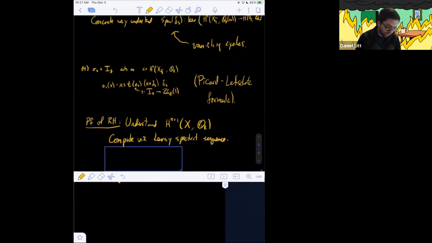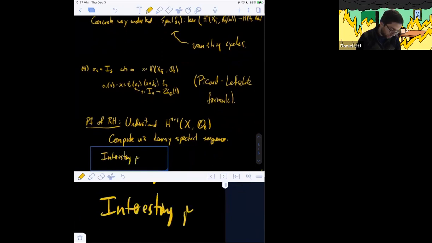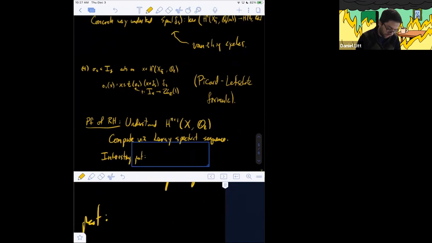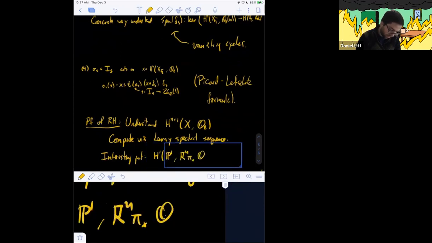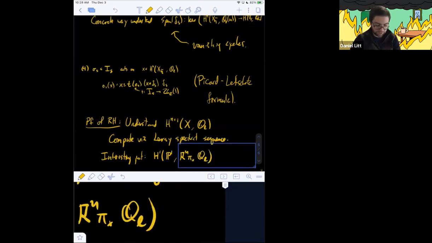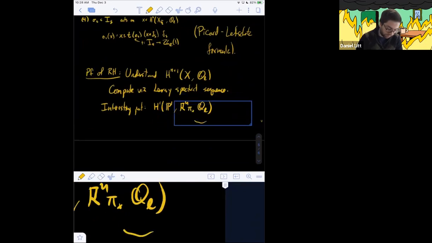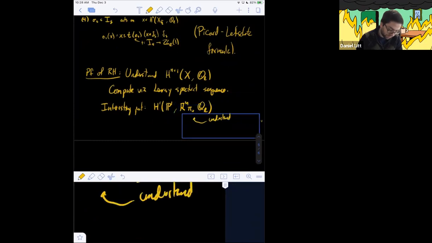So the interesting part is going to be H1 of P1 with coefficients in Rn pi lower star QL. And this is sort of what we've been trying to understand, this Rn pi lower star QL. So this is something we'll understand via vanishing cycles. So before we continue, we need to understand this sheaf better.